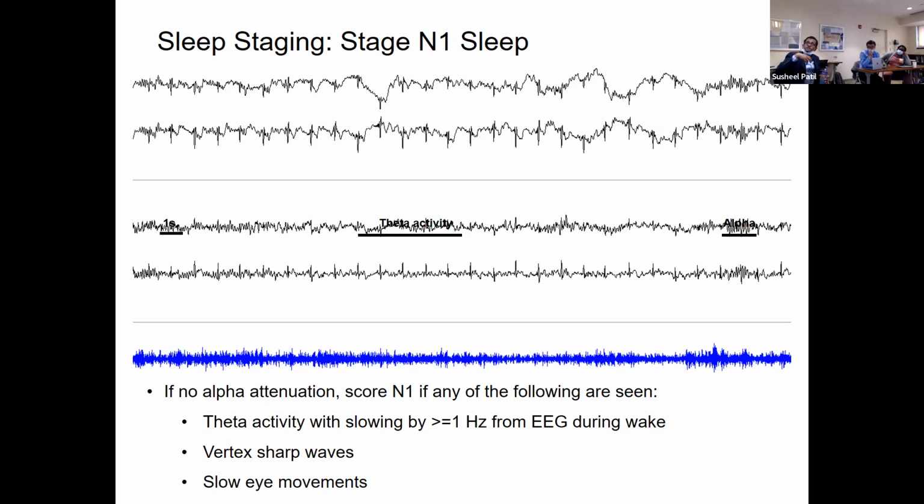If you start to see vertex sharp waves, these are little pointy things that you'll see during transitional sleep. It almost looks like if you sat on it, it hurt you. They're very short, very fast. Do you guys see that in adults as well? Yeah, absolutely. Is it seen with certain medications, or is it just vertex sharp waves?